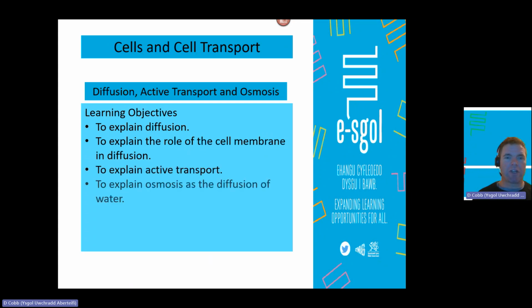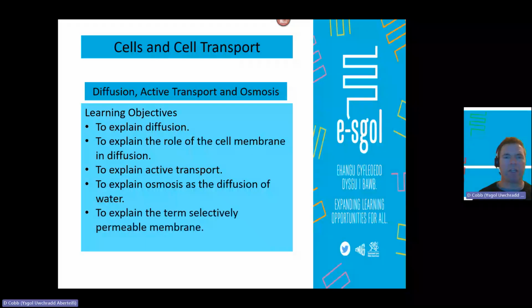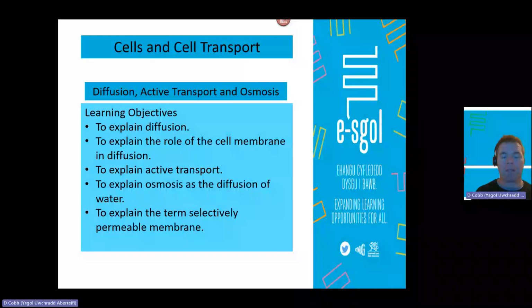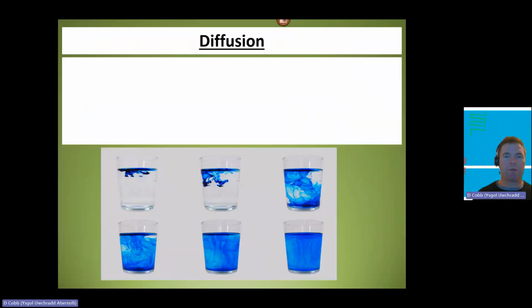Then we're going to do the same for active transport, and we're going to then do the same for osmosis. So it's the diffusion of water, so it's an extension of that diffusion that we've covered already. And we will need to be referring to this idea of a selectively permeable or partially permeable membrane. Okay, so let's make a start with diffusion.